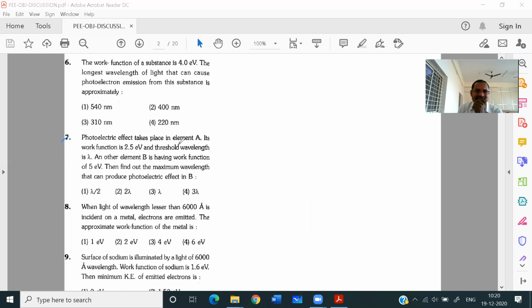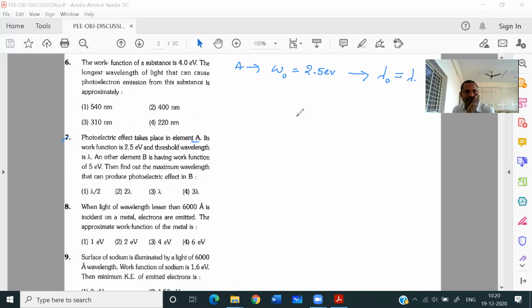Photoelectric effect takes place in an element A. There is one element, and on that element photoelectric effect is taking place. Its work function is given, that is 2.5 electron volt. That means to remove an electron from metal A, we need to give this much energy, 2.5 electron volt. And the threshold wavelength for this is given, that is equal to lambda.